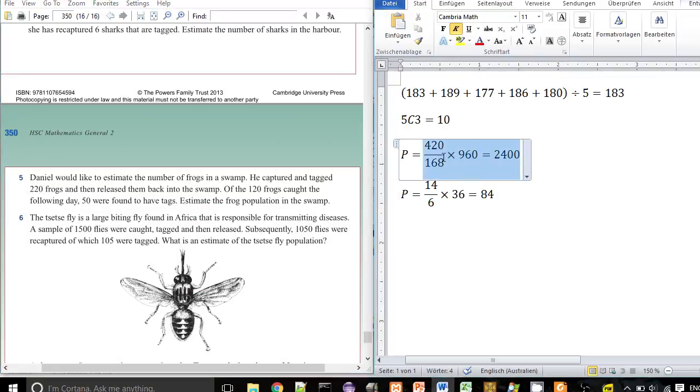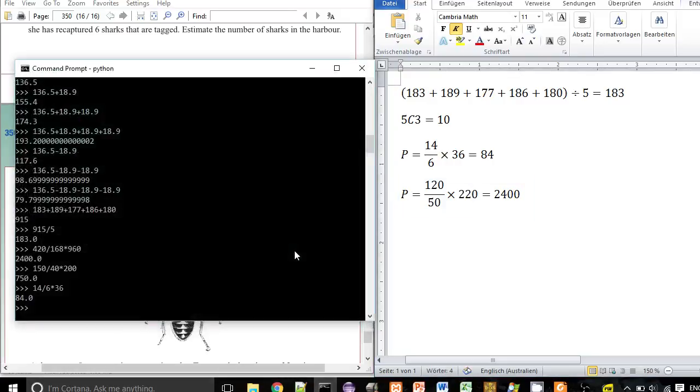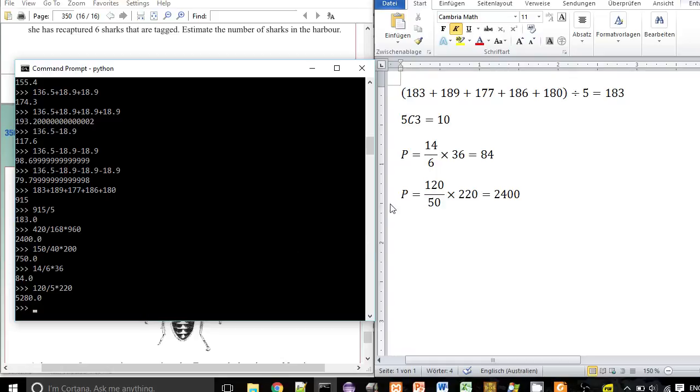It's another question of the same kind. So I'm gonna copy this. Okay. 120 out of the 120, 50 found to have tags, so that's our ratio. Times that by the actual number that are tagged. 120 over 50 times 220. 5280.